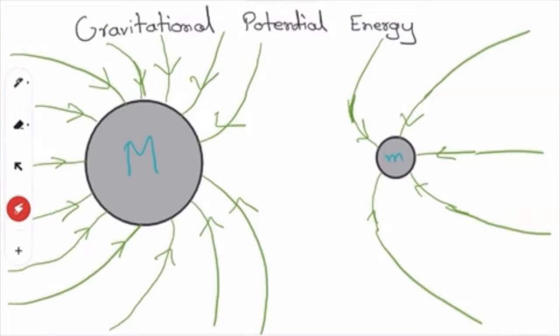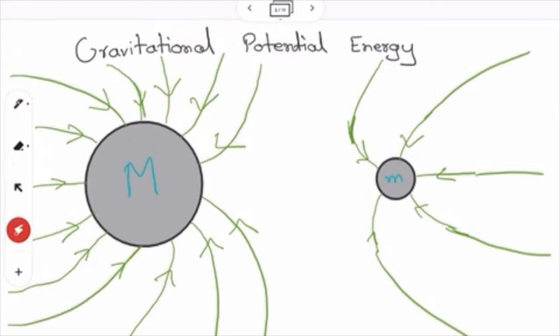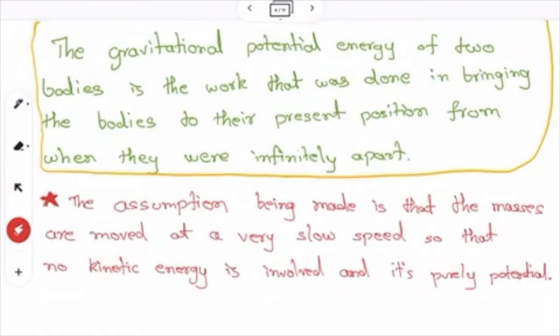Okay, so this is gravitational potential energy, and it's the amount of energy that's stored between two masses, and this energy is stored within their gravitational fields. So this is a little difficult to think about or imagine. So another way of thinking about this is that the gravitational potential energy of two masses is basically the work done in bringing those masses to their present position from when they were infinitely apart.